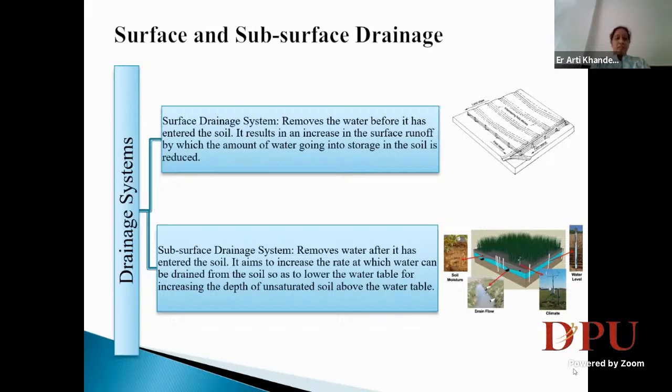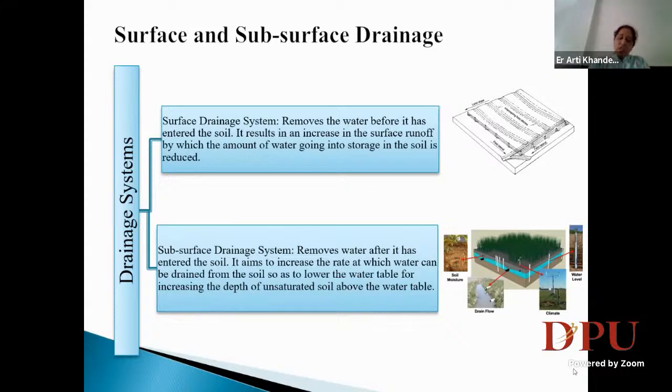There are two methods, the surface drainage system and the subsurface drainage system. The surface system removes the excess water entirely from the soil surface, resulting in an increase in surface runoff, by which the amount of water going to storage in the soil is reduced. This works totally on the surface, using gravitational force. Another system is the subsurface drainage system. It removes the water after it has entered the soil. It aims to increase the rate at which water can be drained from the soil, so as to lower the water table and increase the depth of unsaturated soil above it.